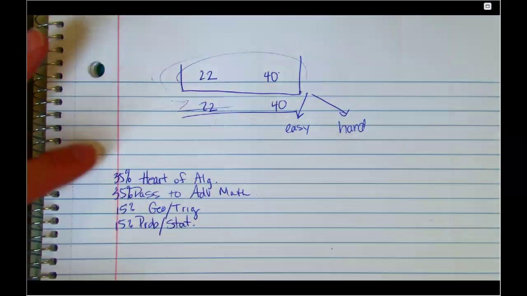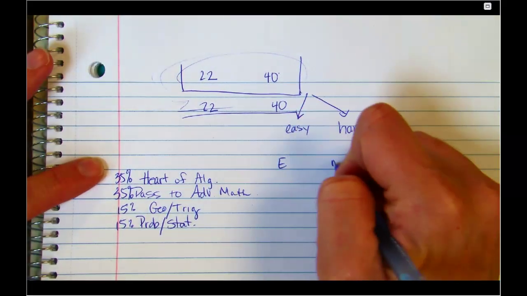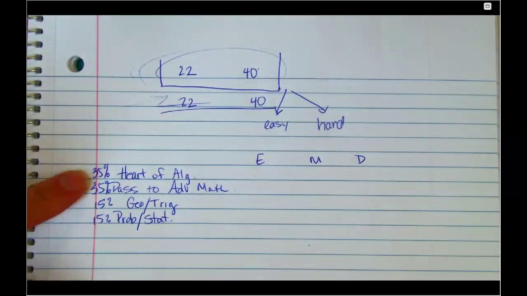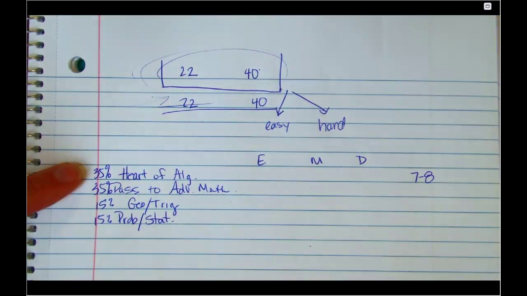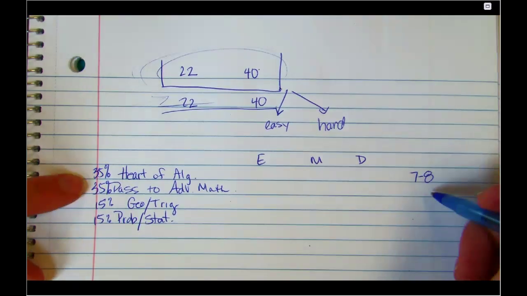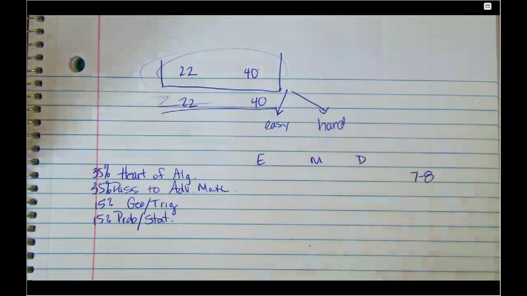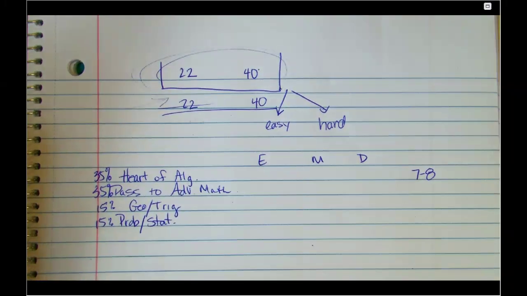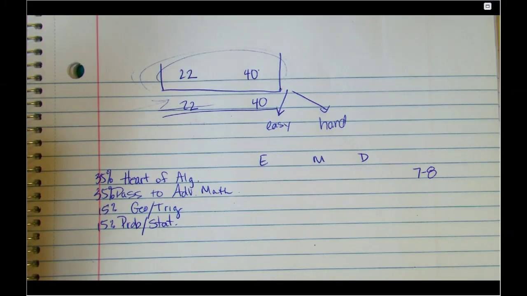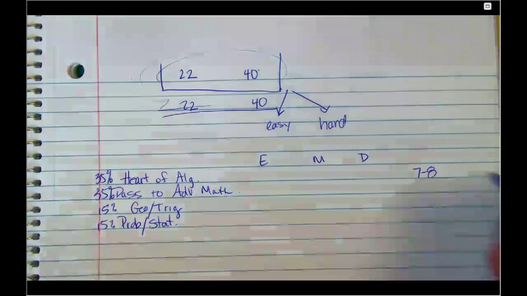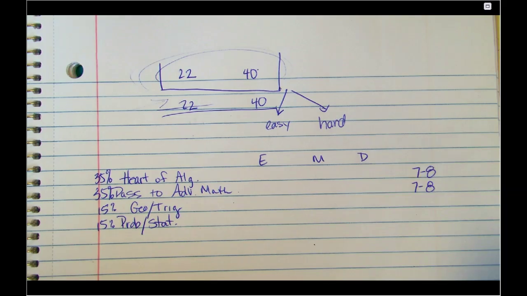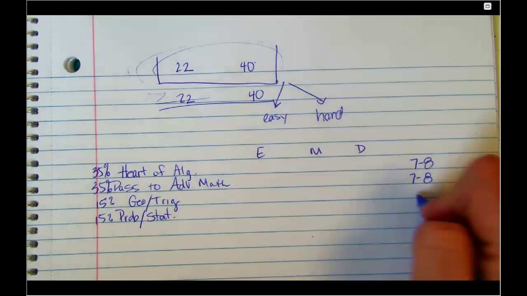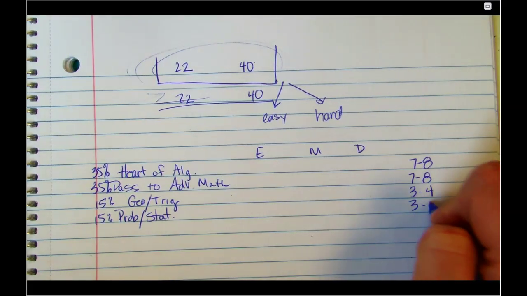When you consider that there are easy, medium, and difficult in each section, 7 to 8 questions will be from the heart of algebra out of 22. 7 or 8 questions. Nope, that's not good math. Let's see. 35% of 22. Okay. 7 or 8 questions here. 7 or 8 questions here. That's 14. And then half of that, 3 to 4 questions here, 3 to 4 questions here.